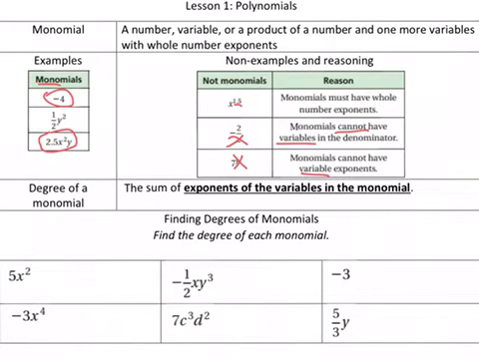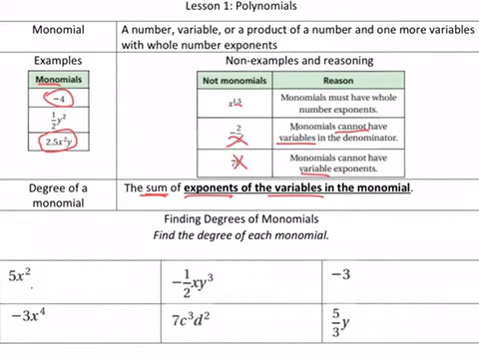Let's also talk about the degree of monomials. The degree is the sum of the exponents of the variables. When we have just a regular number, as you'll see, we don't count an exponent for it. Let's get right into examples so you can see what I'm talking about.